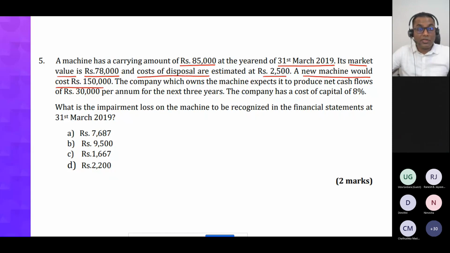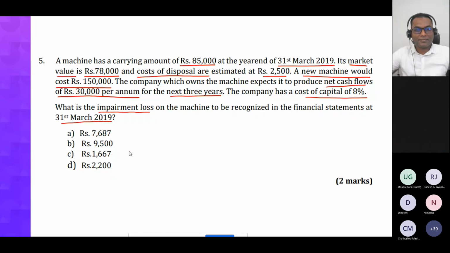A new machine would cost 150,000 rupees, current cost. The company which owns the machine expects it to produce net cash flow of 30,000 rupees per annum for the next 3 years. So the future cash flows are for 3 years, 30,000 per annum. Cost of capital is 8%. What is the impairment loss? You have to calculate the impairment loss of the machine to be recognized in the financial statements as at 31st March 2019. Okay.